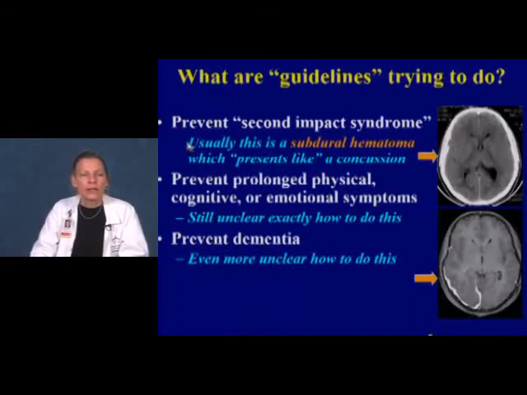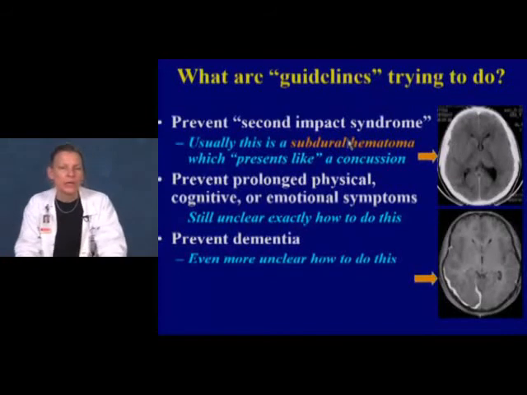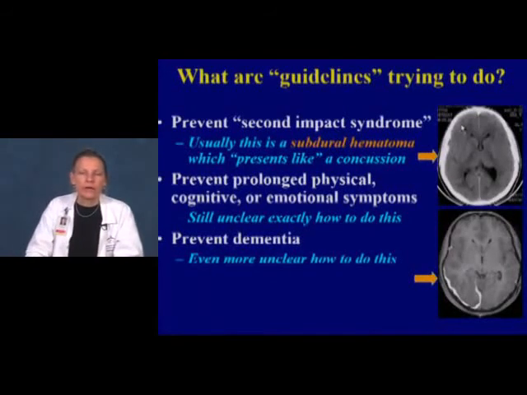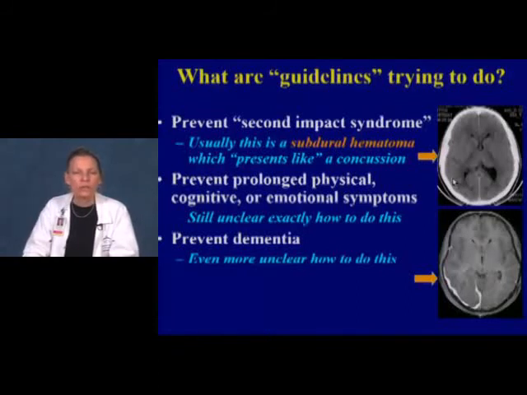One important guideline, and in fact the target of a lot of legislation, is to try to prevent the so-called second impact syndrome. This is most often associated with a small subdural hematoma, which presents clinically like a concussion. You saw this child's MRI earlier. This is a football player who came in with persistent headache after what was thought to be a concussion, but in fact he had a thin but extensive subdural hematoma.